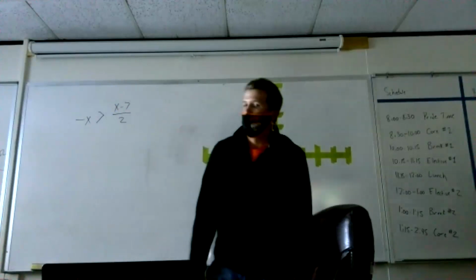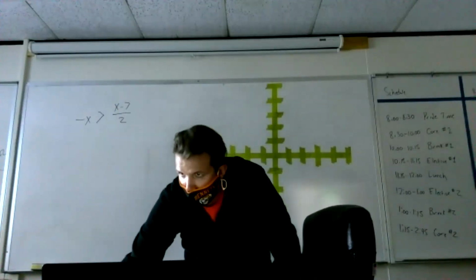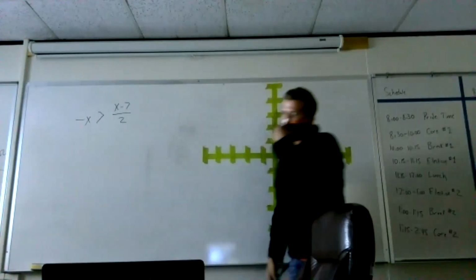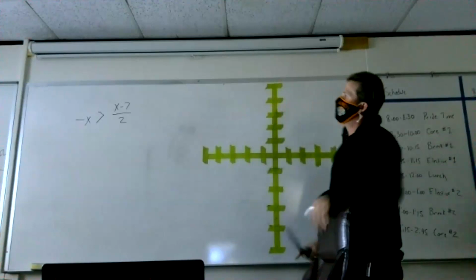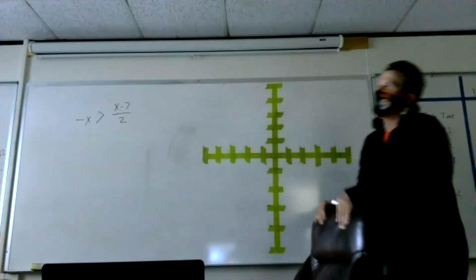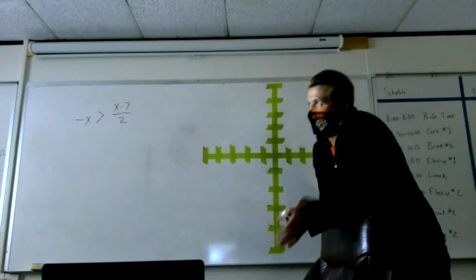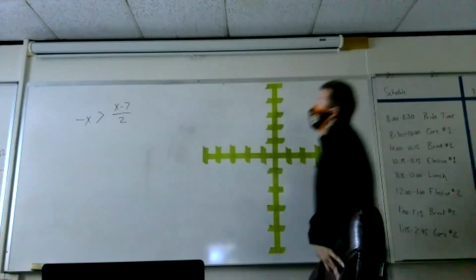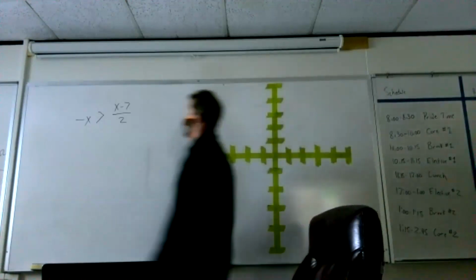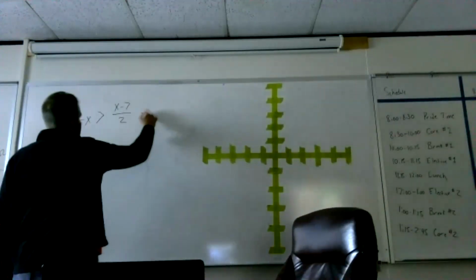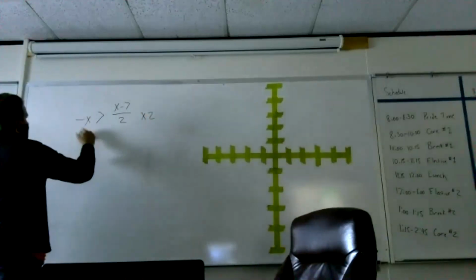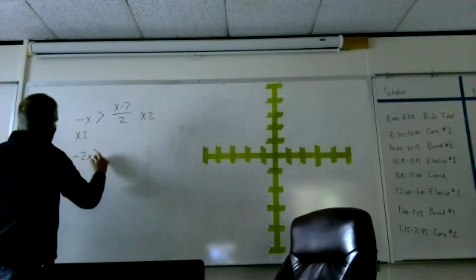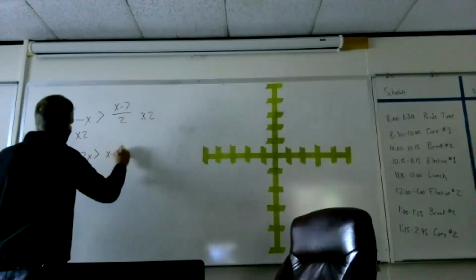Okay, so the first thing, no, I didn't share it to you. So we have that. It's all right, you saw me write it. So the first thing that I want to do is get rid of x minus 7 being divided by 2. In order to do that, all I have to do is reverse the operation that's being done. So I'm going to multiply both sides by 2. On the left, I'm going to be left with negative 2x is greater than x minus 7.